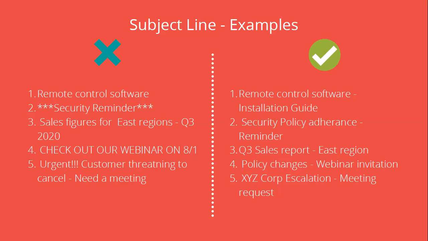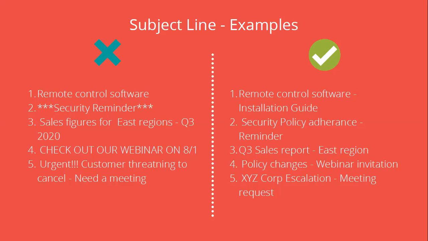Number 3, figures for East regions hyphen Q3 2020. Now, although it looks like there's nothing wrong with this, it is actually a really long subject line. And I'm sure most of you know that the area dedicated to the subject line is a little less than what we would like. And sometimes the longer subject lines cannot be seen altogether.